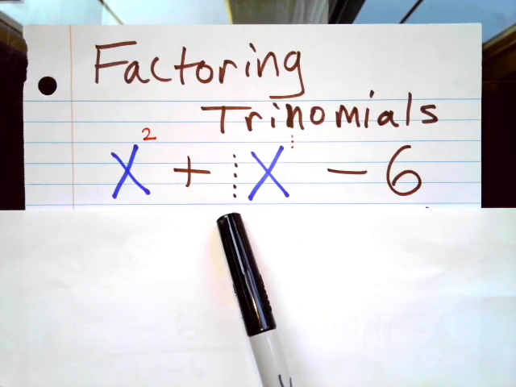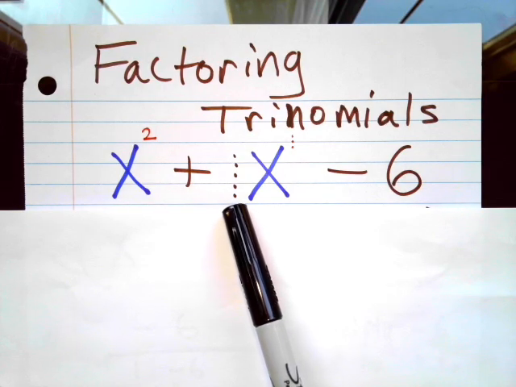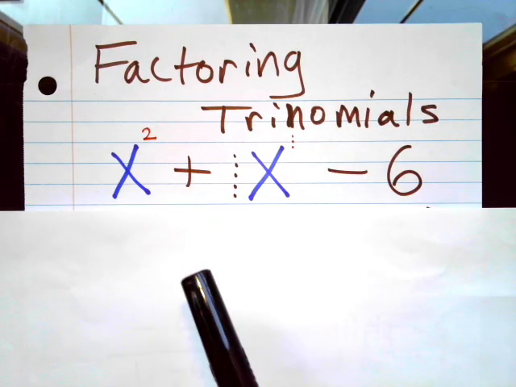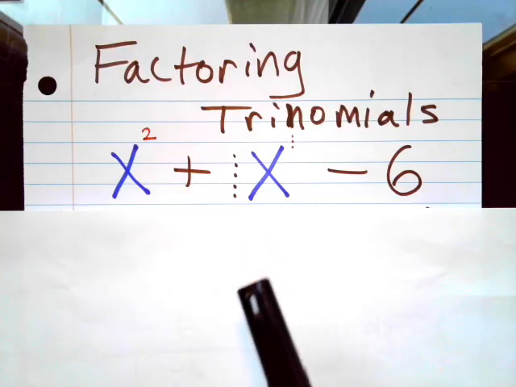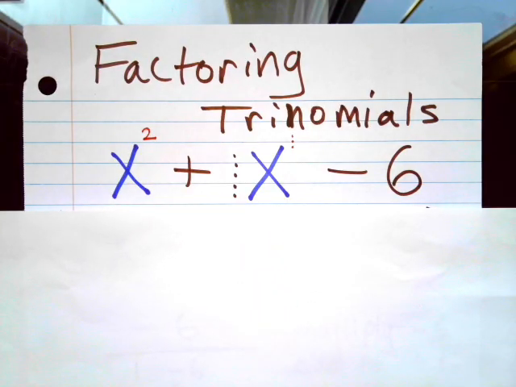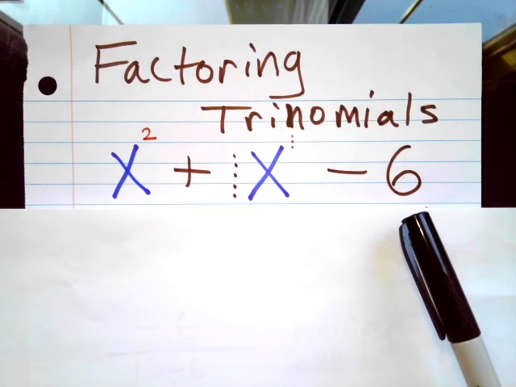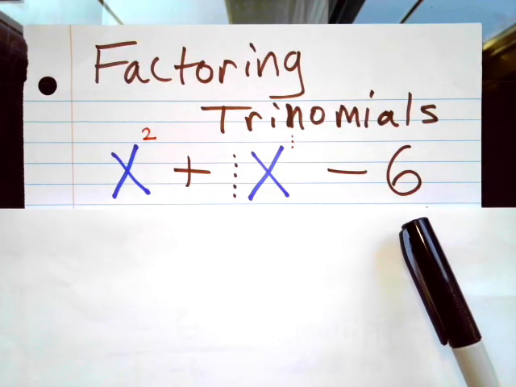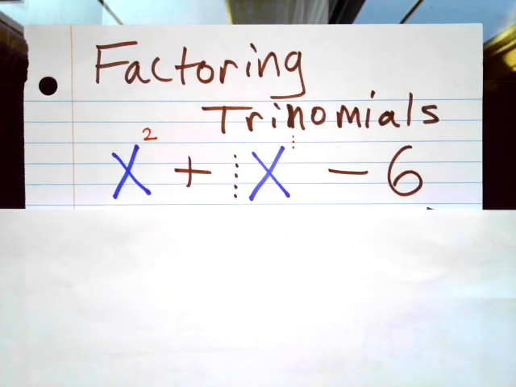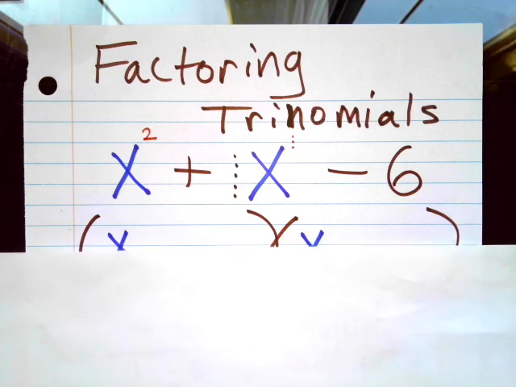You can just write a solid 1. This is just a way of me teaching invisible ones. If you haven't seen my invisible ones video, check it out. It's going to clarify a lot of things for you and eliminate a lot of confusion in mathematics. So what two numbers would multiply to a negative 6 but add up to a positive 1? Again, that is my task.